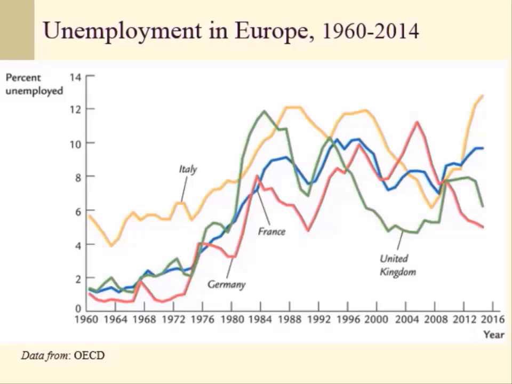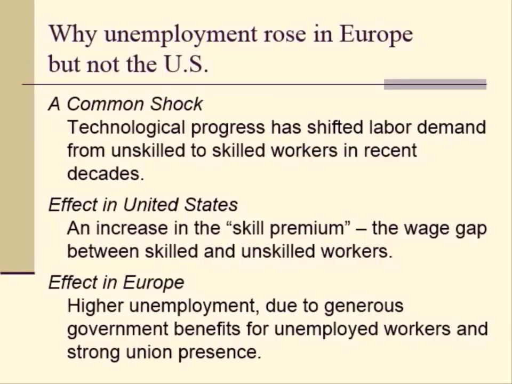So what were the differences between the United States and Europe that caused this increase in unemployment in Europe but not in the United States? Let's look at the different effects of a common shock. That is the technological progress which has shifted labor demand from unskilled to skilled workers in recent decades. And the effect is different in those two. In the US, an increase in the skill premium increased the wage gap between skilled and unskilled workers. That is, the change in demand is reflected in wages rather than unemployment.